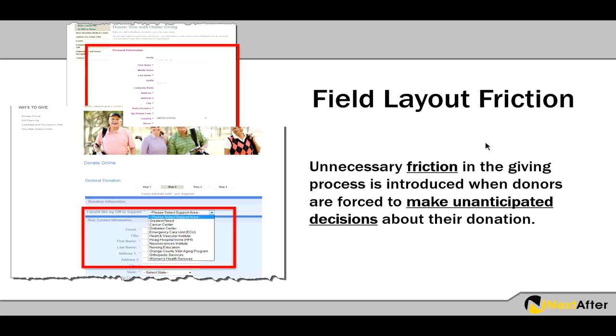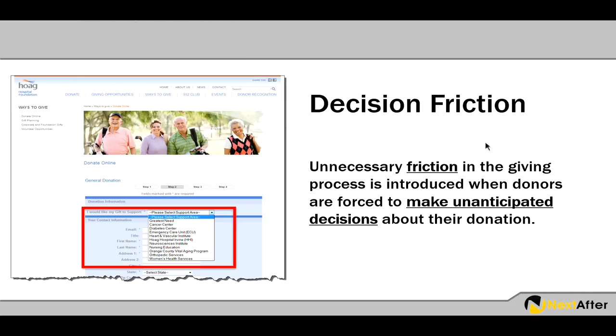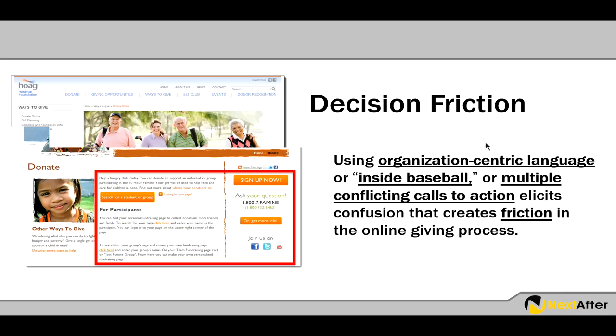Decision friction. Many of you may have different gift designations that you offer to donors so that they can customize their gift and direct it to different programs, different projects, or different fund codes. Well, one of the challenges with this is that it's very much an organizational-centric thing, not necessarily a donor-centric thing, and it introduces unanticipated questions that the donor must answer in order to complete their donation. So that can contribute to friction.